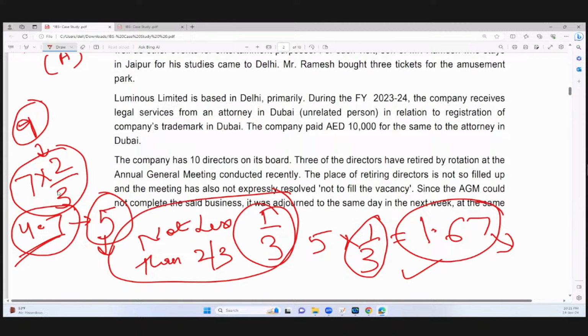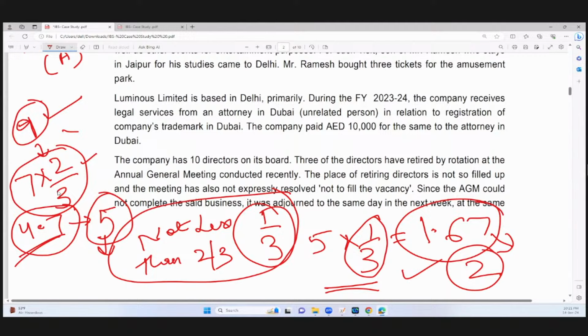So, out of 9, we have to see the calculation. We have to reduce the non-rotational directors. Then, from the rotational directors, we have to take out 2/3. The not less than 2/3 concept applies here. Then, out of that 2/3, we will apply the 1/3, and that is nearest to 1/3. It can be less also. It can be on the higher side also.